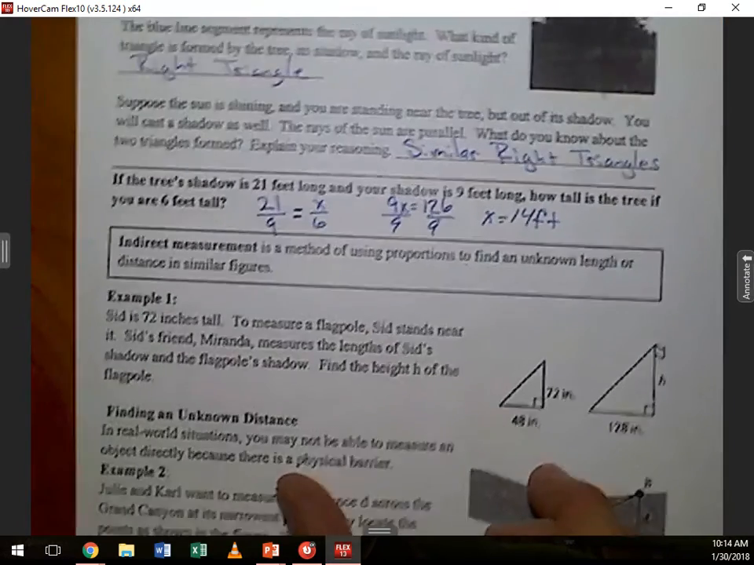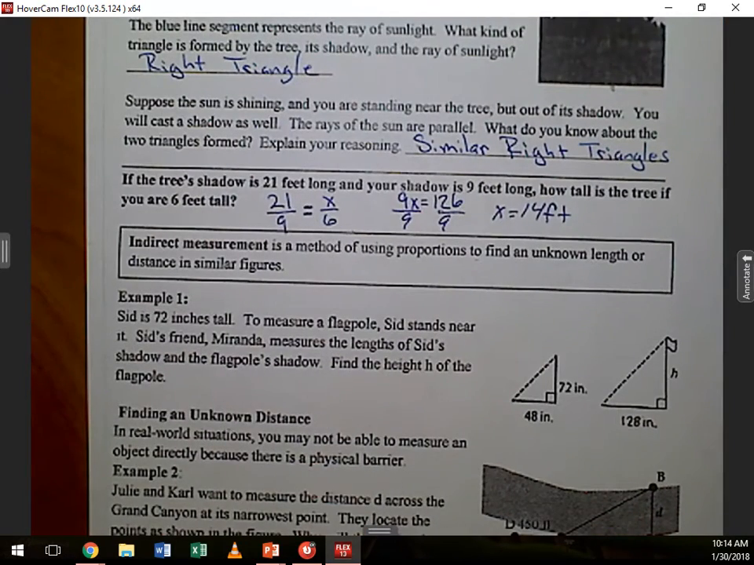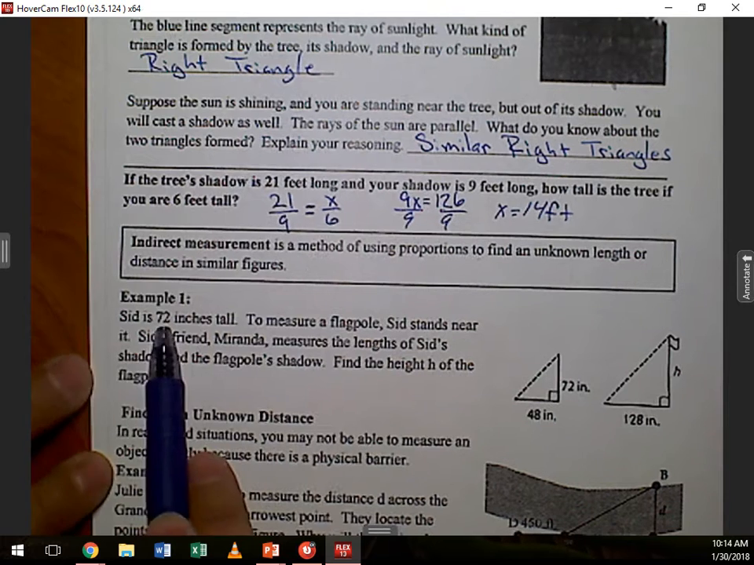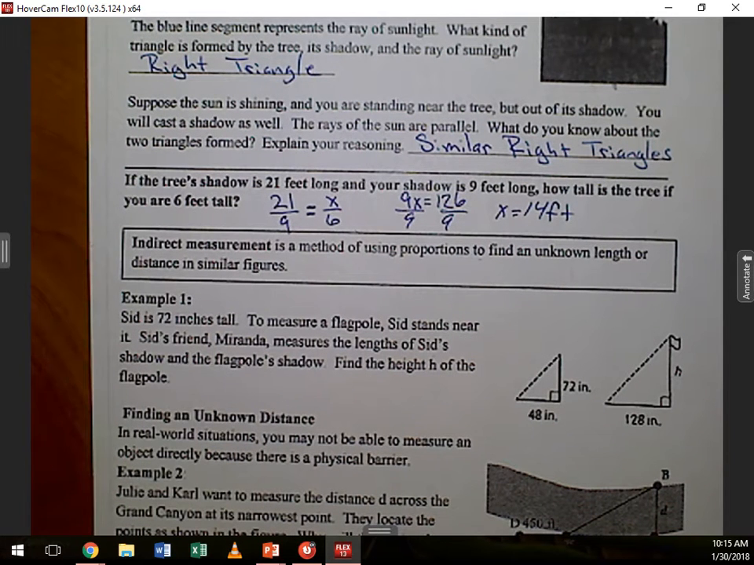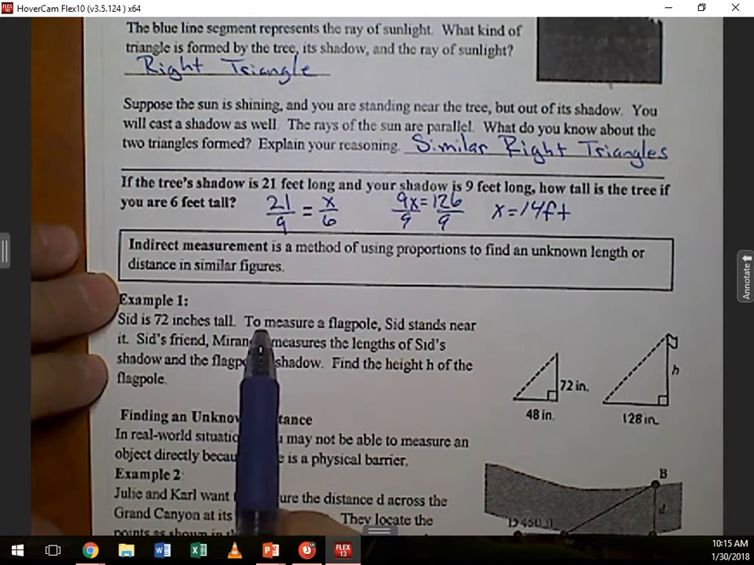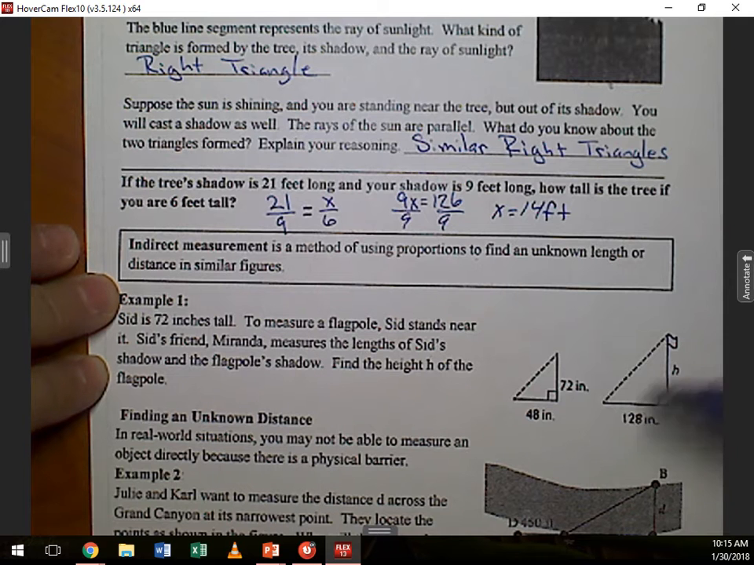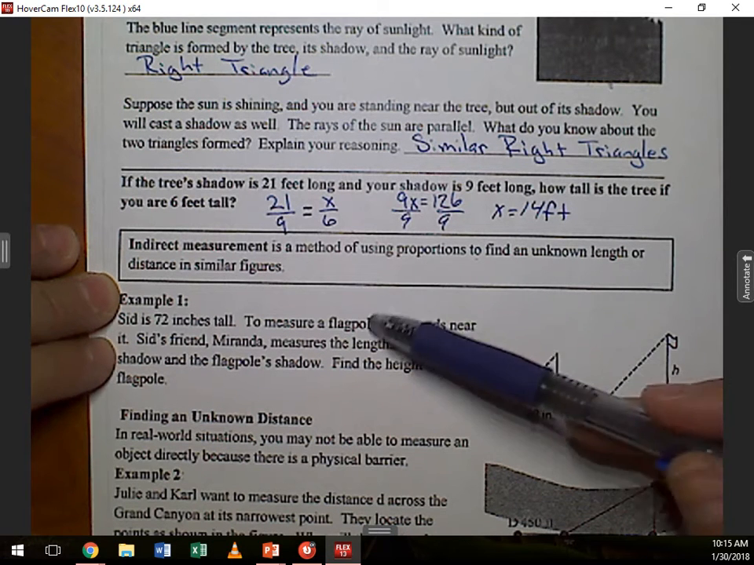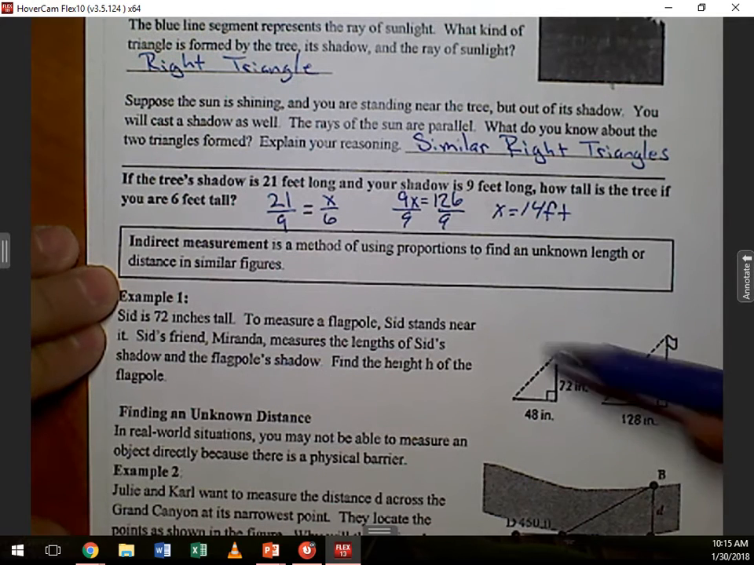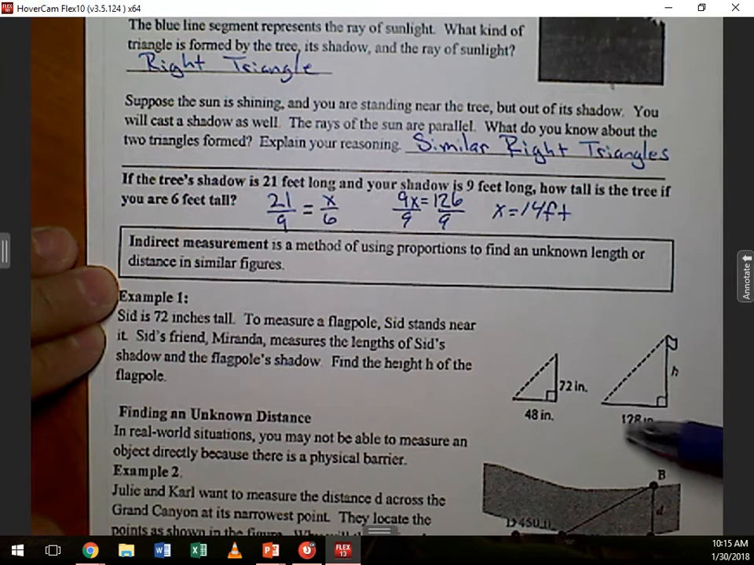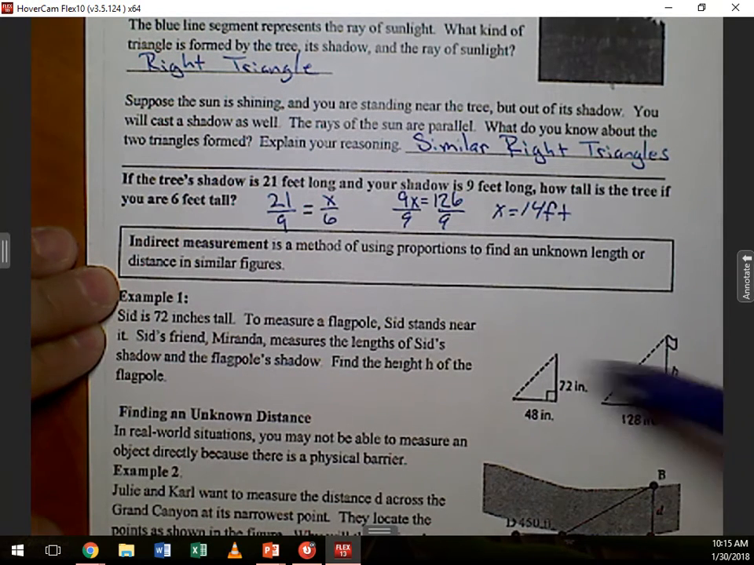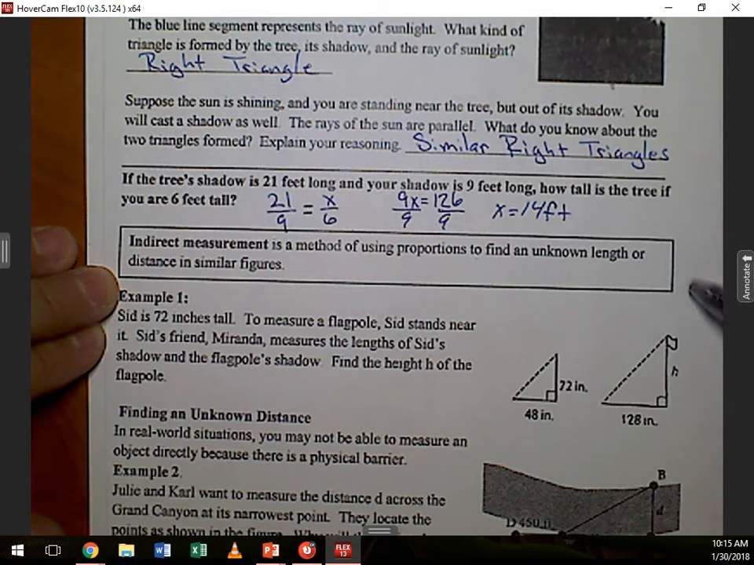Now, right here, it's called indirect measurement. It's a method of using proportions to find an unknown length or distance in similar figures. Sid, the science kid, is 72 inches tall. To measure a flagpole, so this one right here would be my Sid, right? Sid stands near it, right here, to get the similar triangles, right? Because of the shadow that it casts.